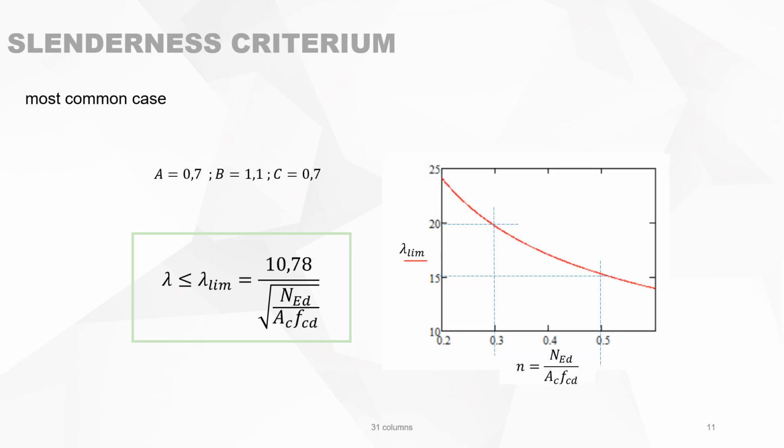You can make a little graph of it. The load rate is mentioned on the x-axis, and the lambda limit, the limit value of the slenderness, is marked on the y-axis. And then you see that when the load rate is half of the capacity of the cross-section, that lambda limit is only 15. So it means that almost in every column you have to take slenderness into account, because 15 is very small as a slenderness ratio. And this is only at 50% load.